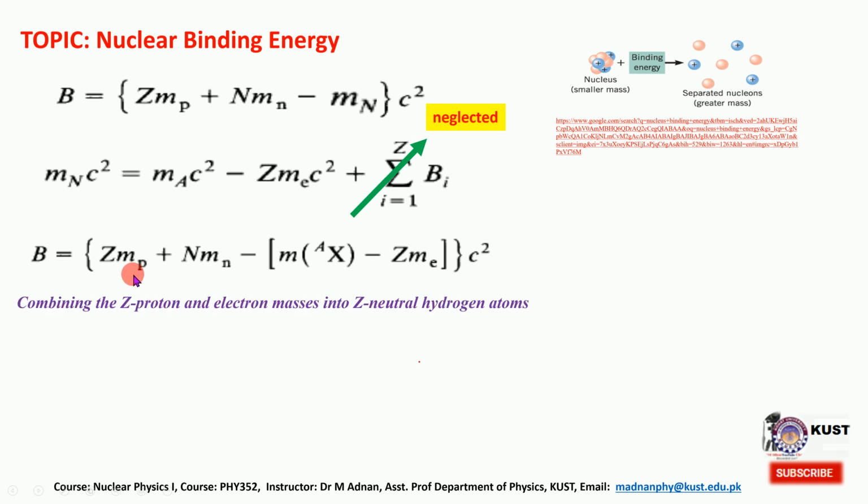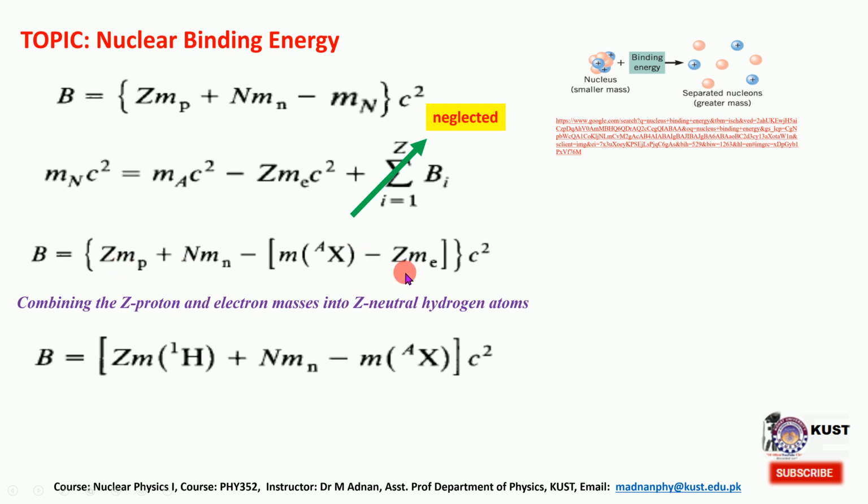Now another thing is that one can combine Z times the mass of the electron and Z times the mass of the proton in terms of the hydrogen atom. So if we take this Z common, then m_p plus m_e will be converted to a neutral hydrogen atom. So again, this is in atomic form. So this is the expression that one can use for the binding energy of any element. This is just a random X.